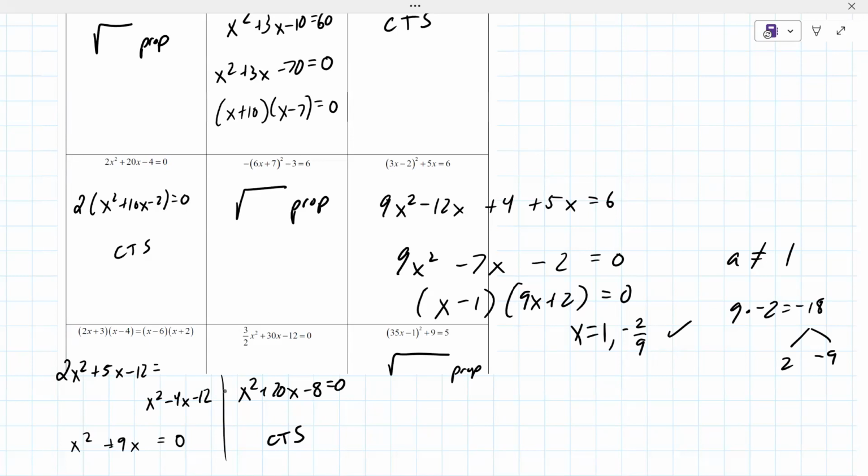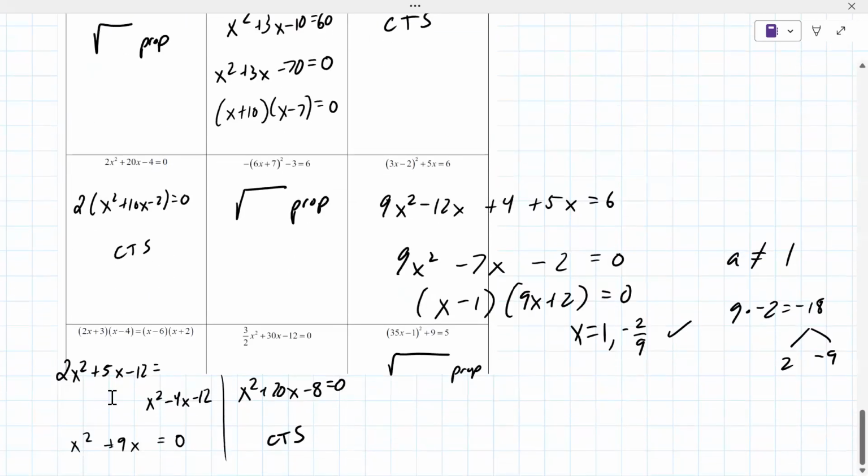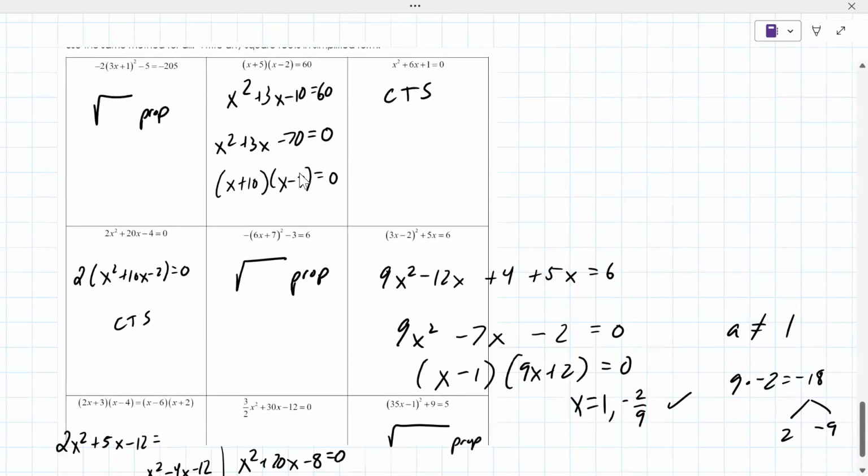Wait, so did he factor the equation? Which one? The top middle or the one on the left, lower left? The top middle. Yes, you can factor it. 10 and -7 get you to -70.